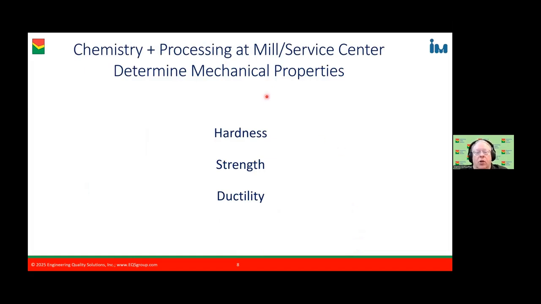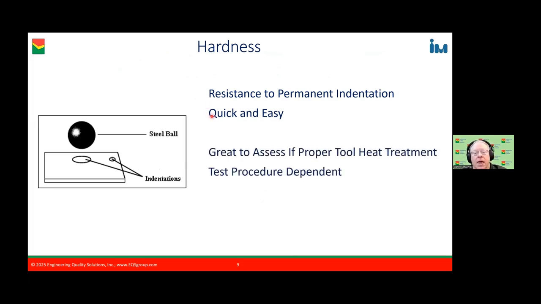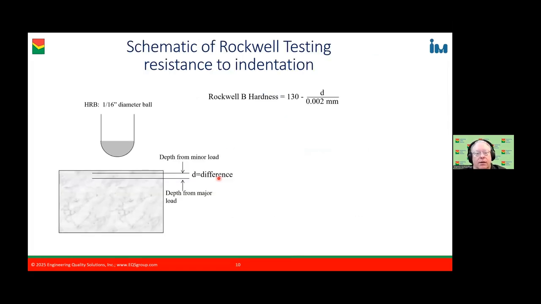So the properties fall into three main categories: the hardness, the strength, and the ductility. Hardness is simply a measurement of the resistance to permanent indentation. Best thing about it, it's quick and easy. It is great if you're looking to assess if your stamping tool, your stamping dies, have had the proper heat treatment. That is an absolutely perfect application for hardness testing. Unfortunately, it is test procedure dependent, and it's a really poor indicator of formability. Why do I say that?